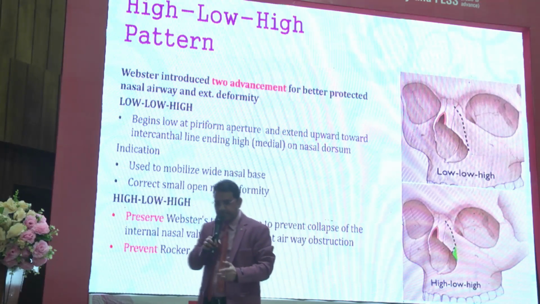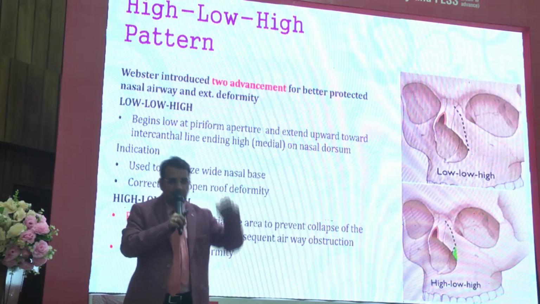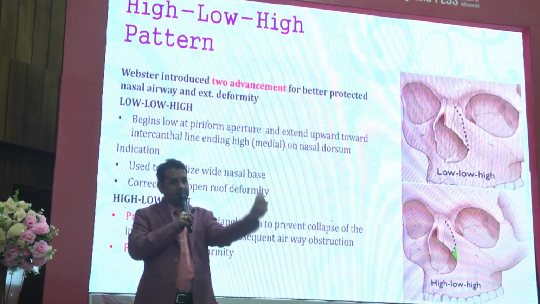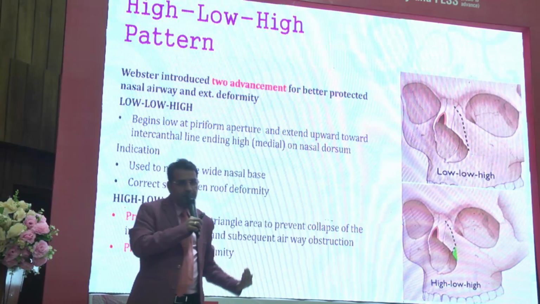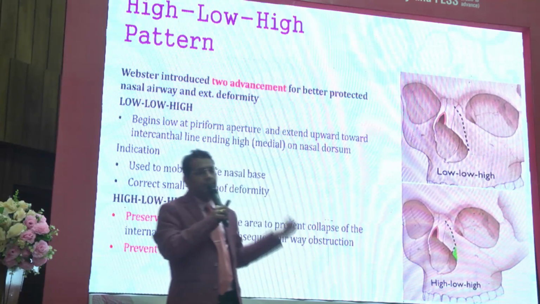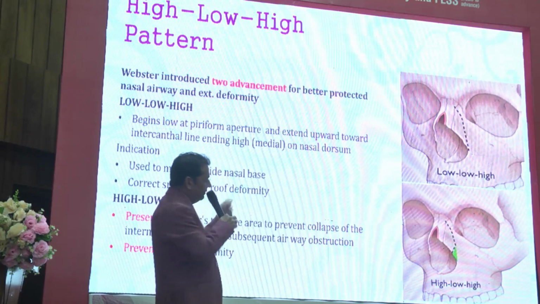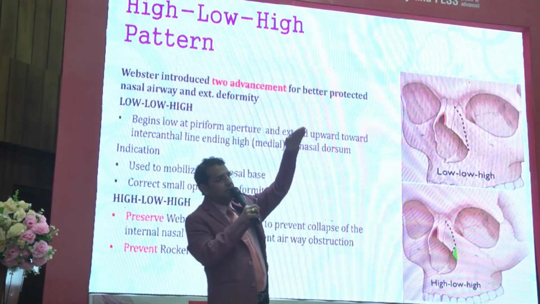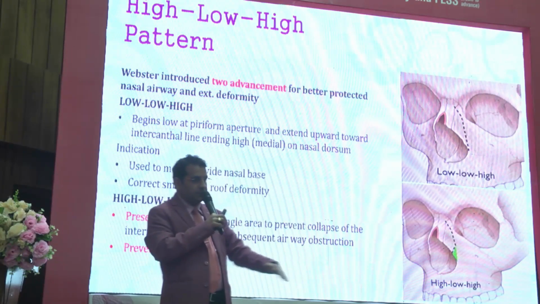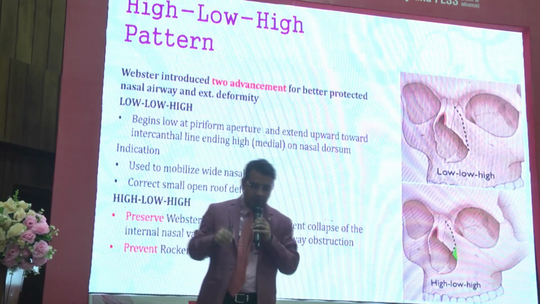So he suggests that the standard pattern of the osteotomy is high, low, high. That means just like a banana shape. So the banana shape osteotomy is the standard osteotomy. Never be biased regarding what is low, because we use two words: one is high, one is low. High means towards the dorsum, and low means towards the ascending process of the maxilla. So high, low, high is the standard pattern of the osteotomy.